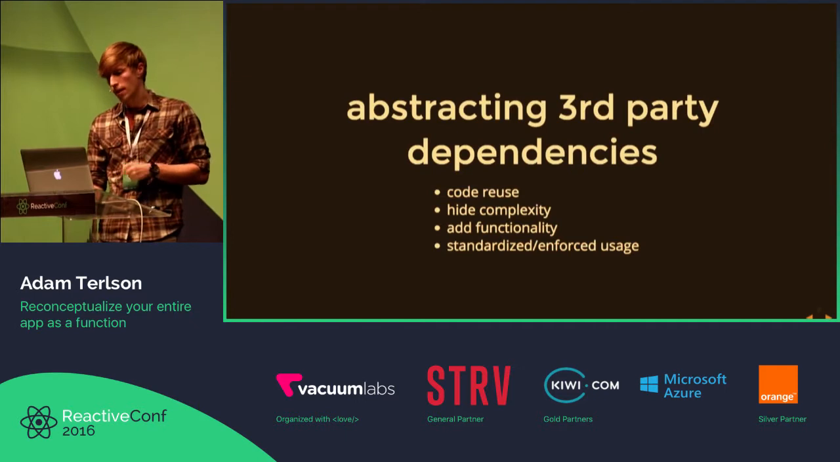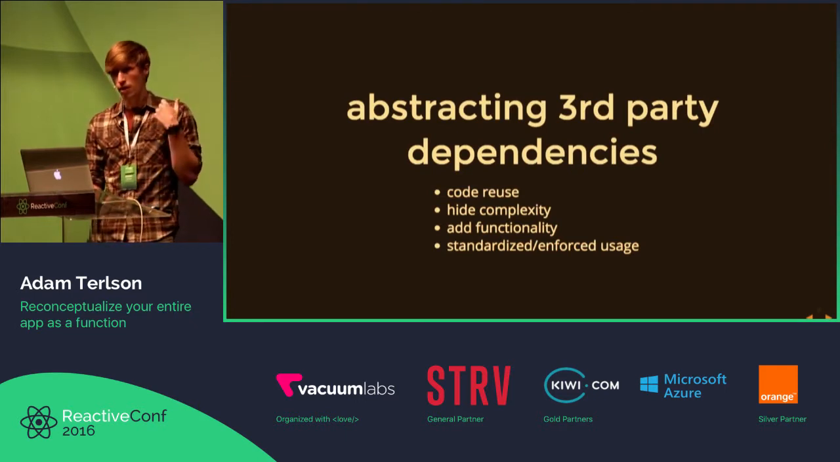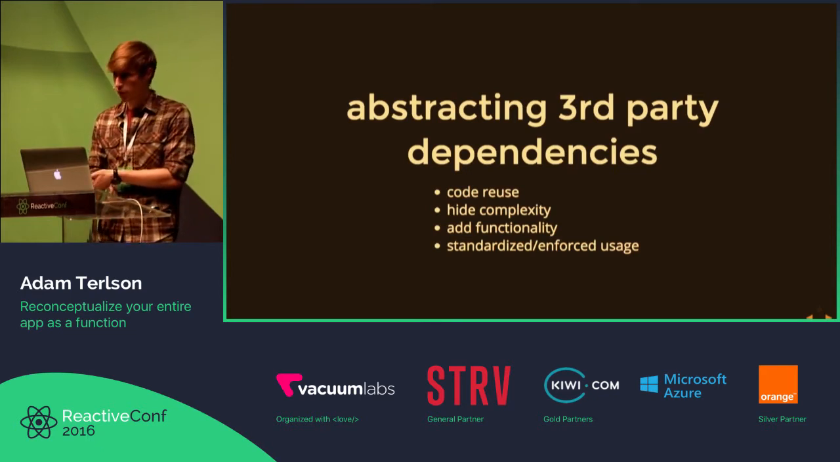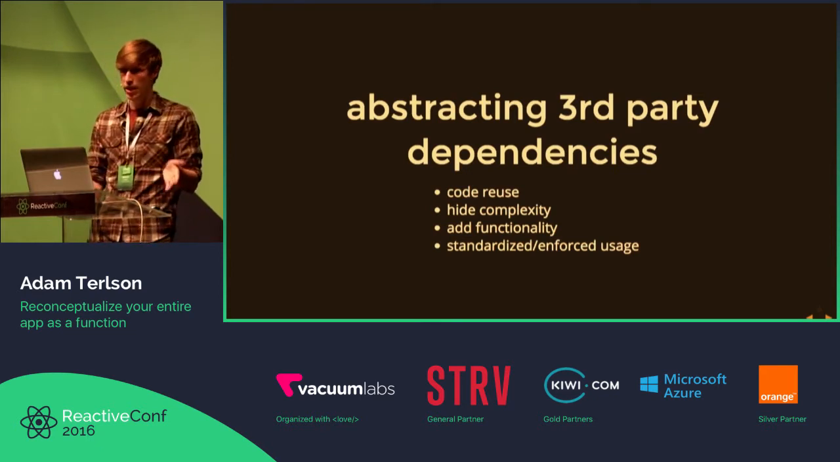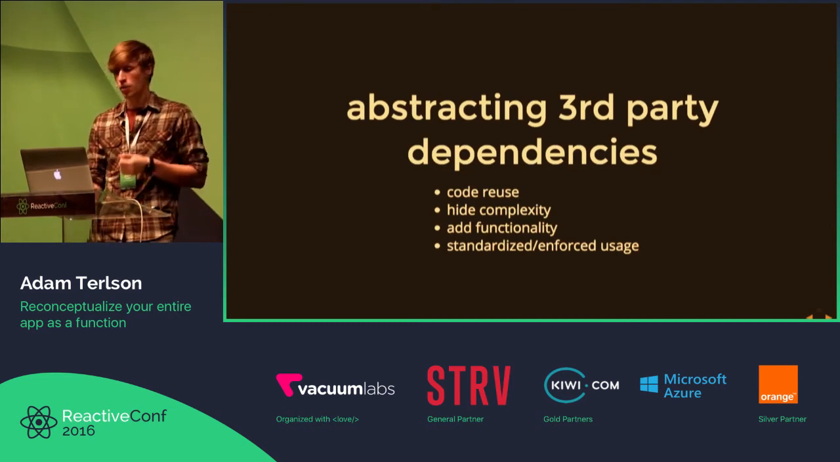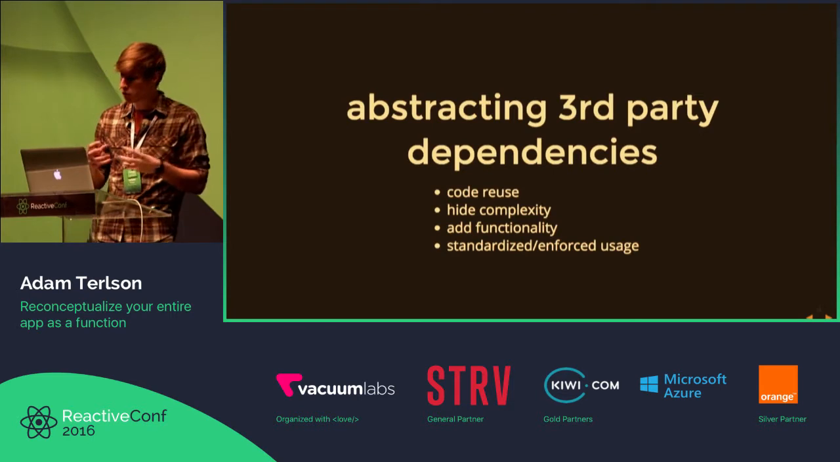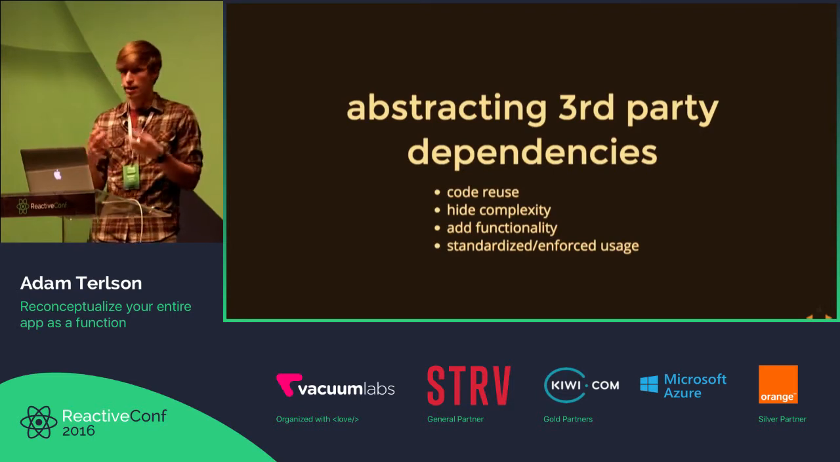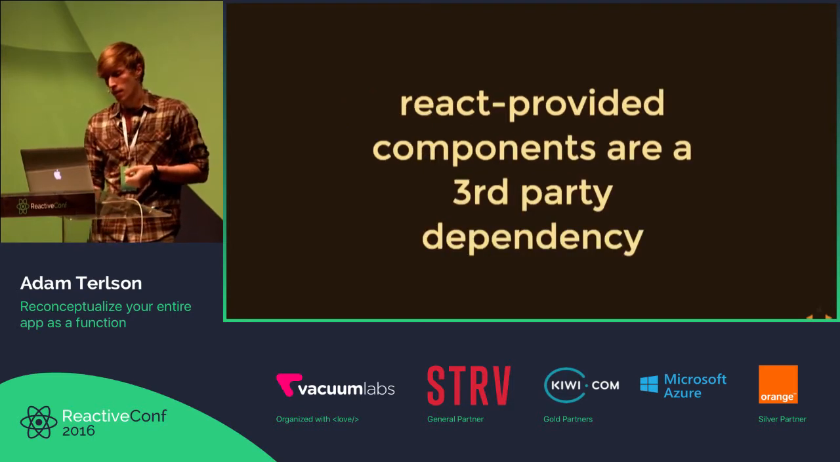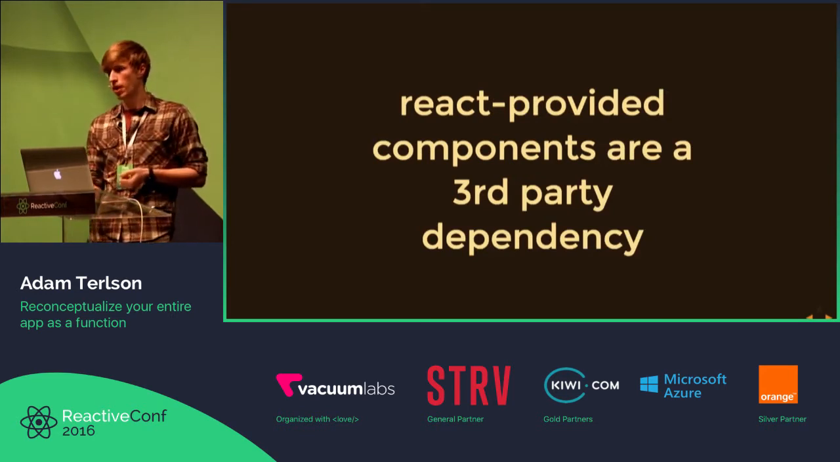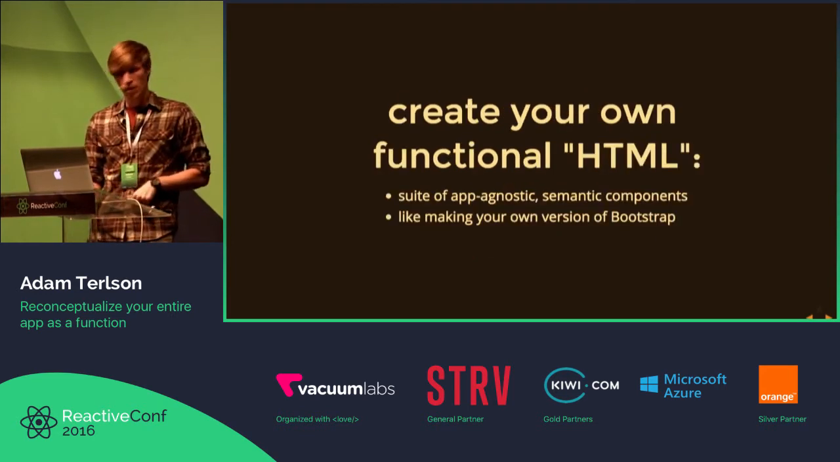I want to talk about abstraction. When we have third-party dependencies, we almost always abstract them, and then we refer to those abstractions rather than the base dependency, right? Why do we do this? We do it for code reuse. We do it to hide complexity, add functionality, merge two things together, add enforced usage, right? But React-provided components are a third-party dependency. Why do we not do this?